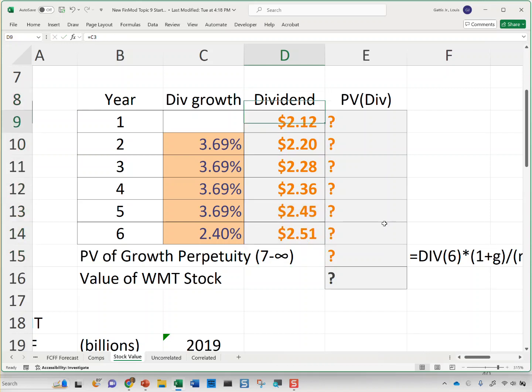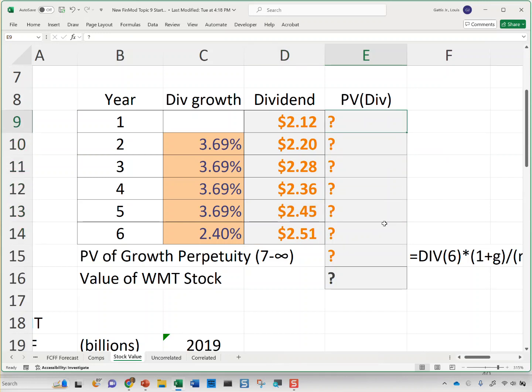So this model is a little bit different than the last model. It says period 1 dividend, so this is the dividend received 1 year from now, which is 212. That's the same as the last model. Then 2 years from now, it grows by 3.69%, and so on. Since this growth estimate applies to years 1 through 5, I'm going to use the long-term growth of the economy, 2.4%, for the dividend in year 6.